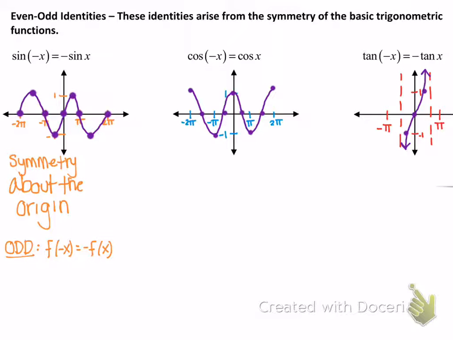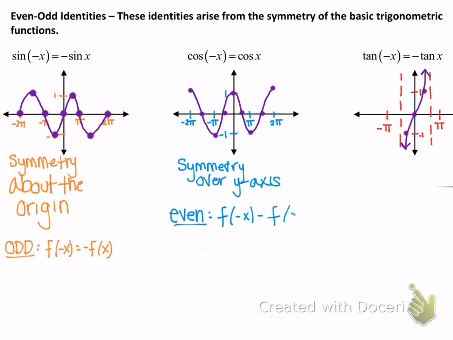For our cosine function, we have symmetry over the y-axis. So it's reflected over the y-axis, which means we have even symmetry. And that notation is f of negative x equals f of x.